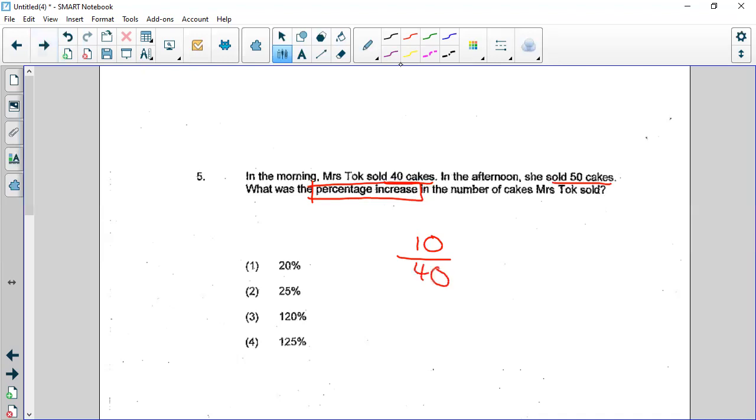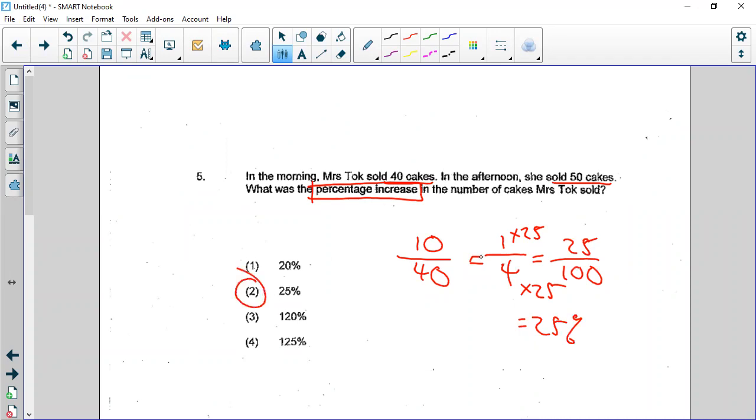So once you get a fraction already, how do you get your percentage? You make the denominator into 100. So divide by 10, right? 10 divided by 10 is 1. 40 divided by 10 is 4. And then can you change the denominator into 100? Yes. 4 times 25, and then on top, you also do the same. So once your denominator is 100, then how many percent increase? That will be 25% increase. Answer number 2. Okay, so you should be quite good at doing this already.